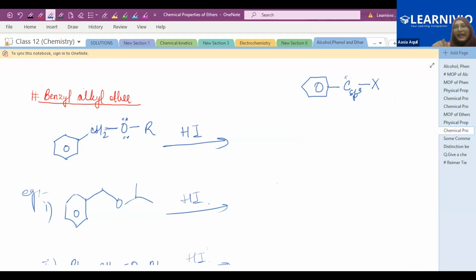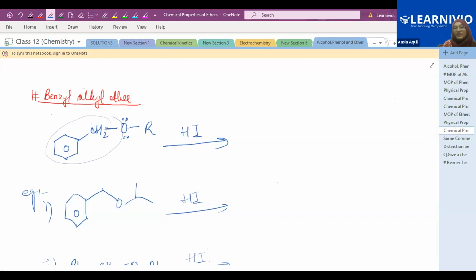So this is a benzylic type of group. In benzylic, it is very important that the functional group should be first attached to an sp3 hybridized carbon, which is then further attached to the benzene ring. So this is a benzyl alkyl ether. Oxygen, this is your alkyl group. And this group on the oxygen, this whole group is known as the benzyl group. Benzene, and when a CH2 group is attached to benzene, it is your benzyl group.